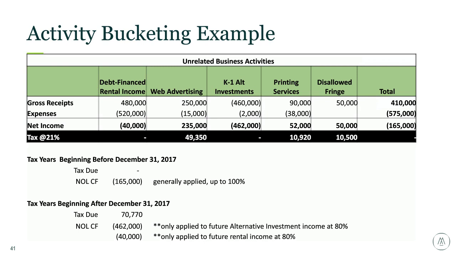We've got an NOL carry forward of $462,000 related specifically to the K-1 alternative investments that will carry forward and only apply to that same bucketed activity, up to 80% of the income. And also a loss of $40,000 related to the debt finance rental income, which will again apply only to that activity in the future, up to 80% of the income. One item to make note of here is that to the extent you are needing to determine estimated tax payments for 2018, you need to start looking at this type of UBI projection activity.